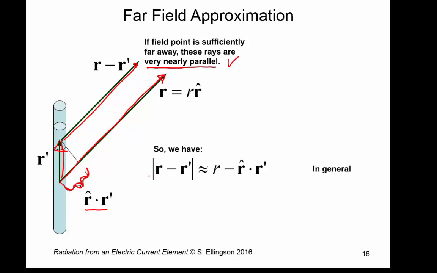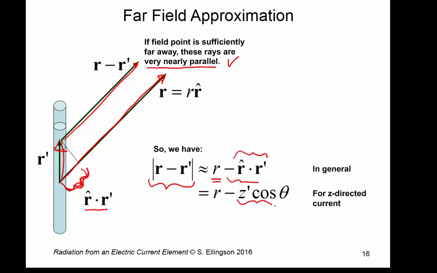If they're very nearly parallel, then the difference in length is this length. So we can rewrite this expression here, the total distance from the source point to the field point, as the radial position of the field point minus this distance here, right? And this is true in general. It doesn't matter whether the current element's electrically short or not. This dot product here is very simply given in this case, in terms of the coordinate system I've established here, as z prime cosine theta, right? You normally get cosines of angles when you take dot products, and that's what we have here.